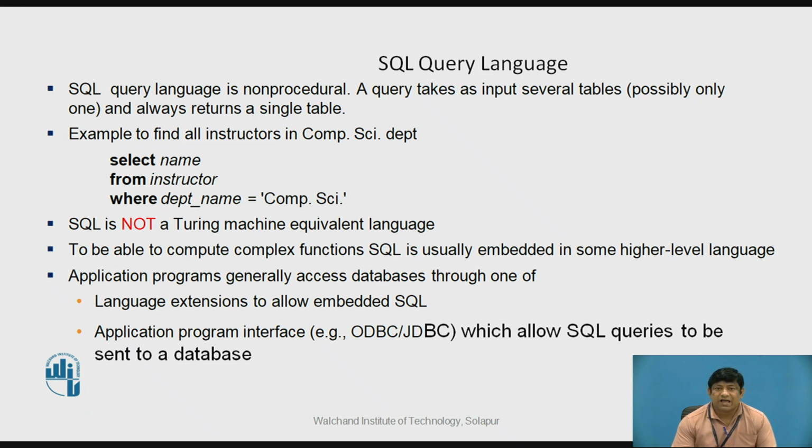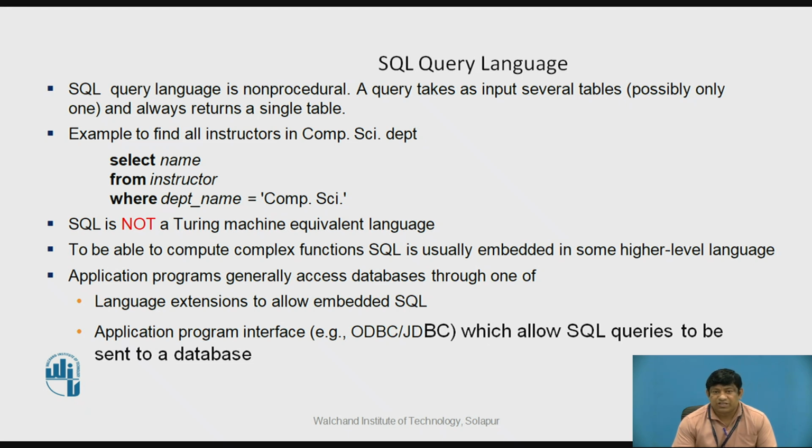A query takes as input several tables and always returns a single table. Example, to find all instructors in the computer science department, here we consider select name from instructor where department name is equal to computer science. SQL is not a Turing machine equivalent language. To be able to compute complex functions, SQL is usually embedded in some higher level language.